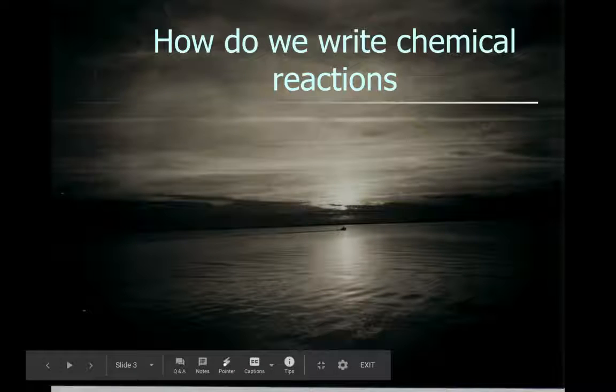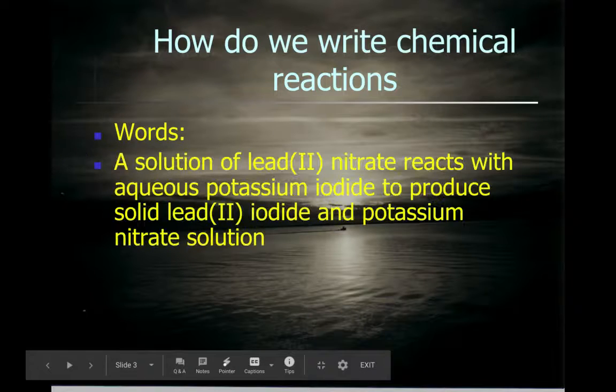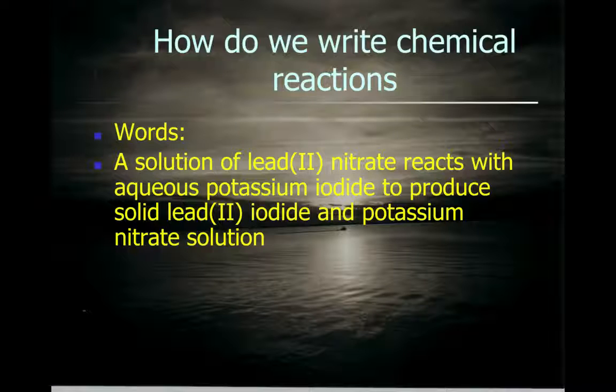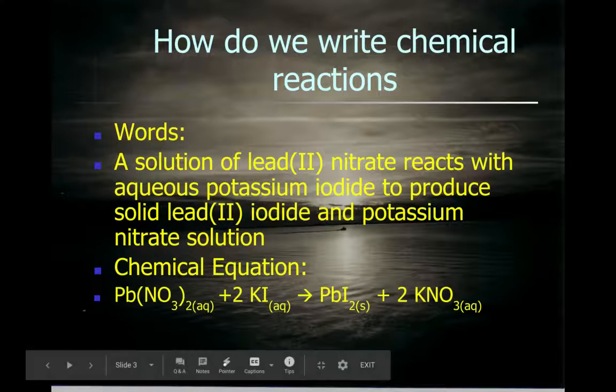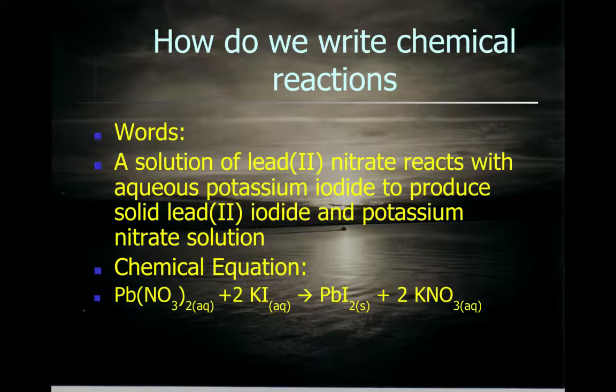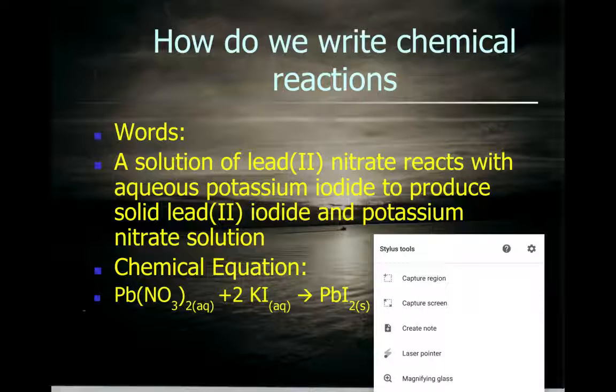So we write chemical reactions in one of two different ways. We can either use words, such as a solution of lead-2 nitrate reacts with aqueous potassium iodide to produce solid lead-2 iodide and a potassium nitrate solution. Or we can use a chemical equation form, which looks something like this.